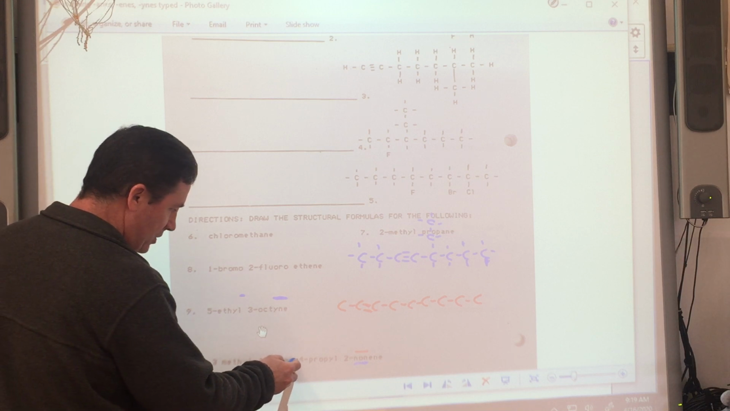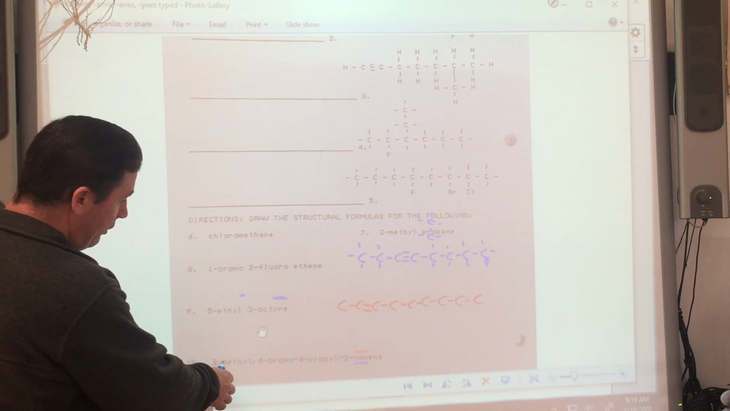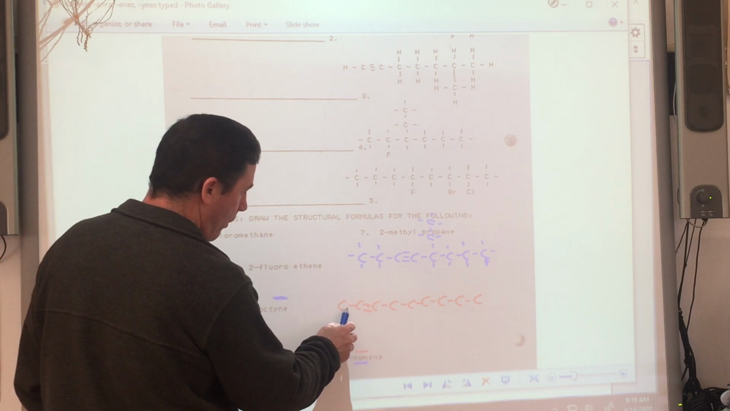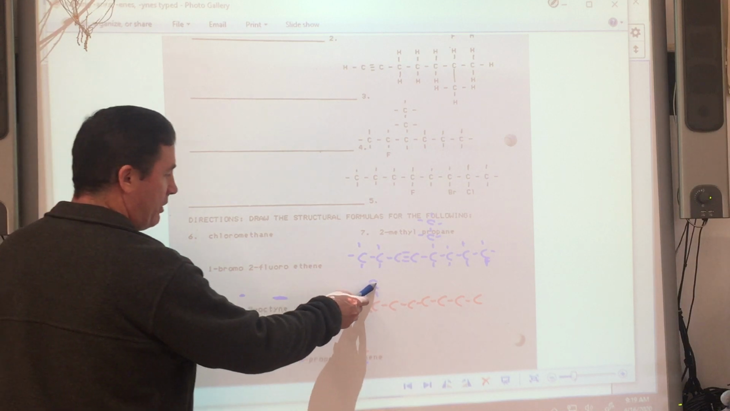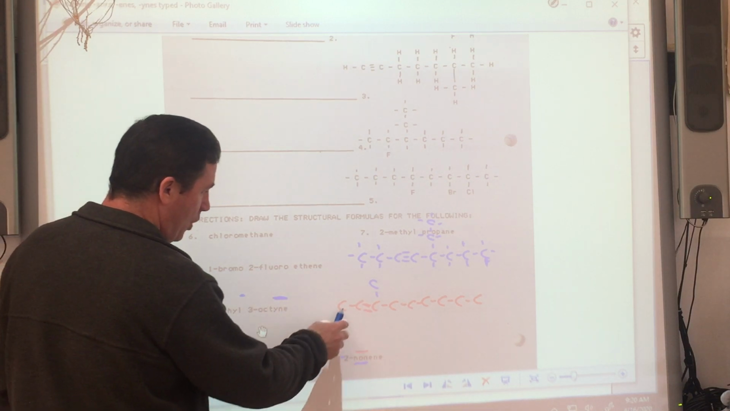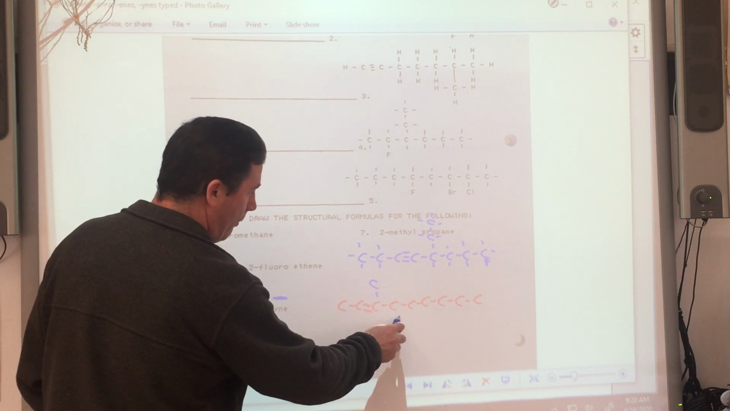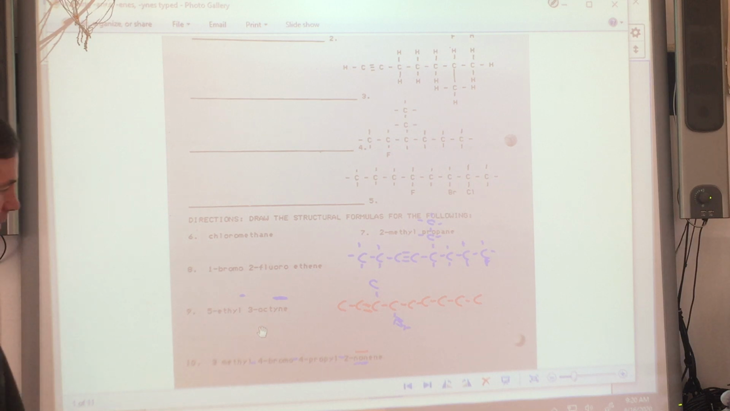These really should have dashes between them. Okay, so I'm going to go to 3-methyl. So here's 1, 2, 3, 3-methyl. That means that there's a methyl group off of it. There you go. So that one's done. 4-bromo, 1, 2, 3, 4. There's my bromo on number 4.